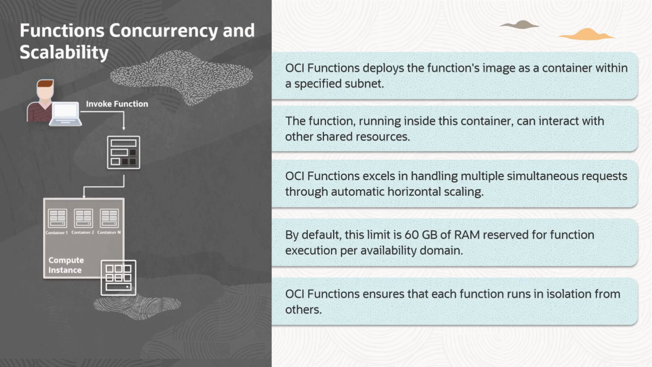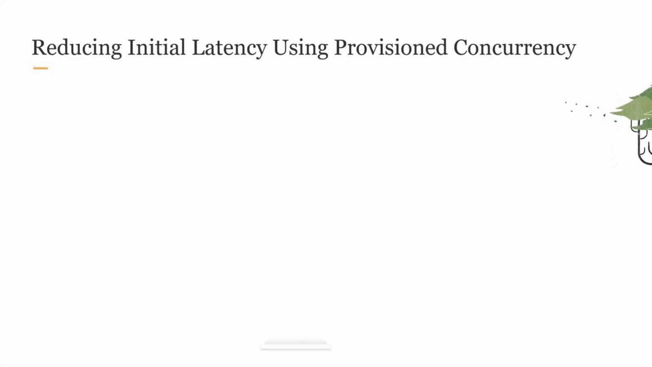Another crucial aspect is the isolation of function executions. When functions from different applications are invoked concurrently, OCI Functions ensures that each function runs in isolation from others. This isolation prevents any interference between function executions, maintaining a secure and efficient environment for all running functions.